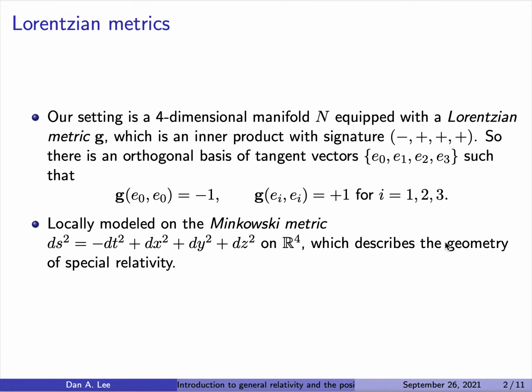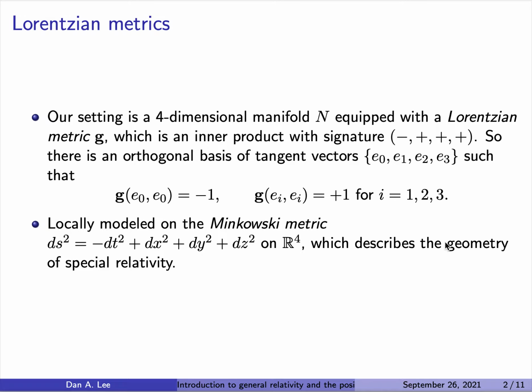The reason why we like this minus plus plus plus signature is because just as Riemannian geometry is modeled on Euclidean geometry, our Lorentzian geometry is modeled on Minkowski geometry. The Minkowski metric is just the trivial ds squared equals minus dt squared plus dx squared plus dy squared plus dz squared.